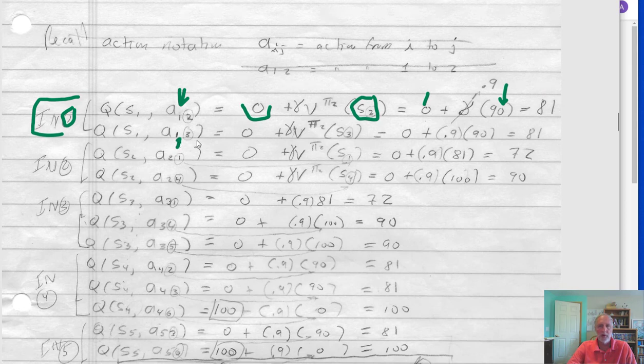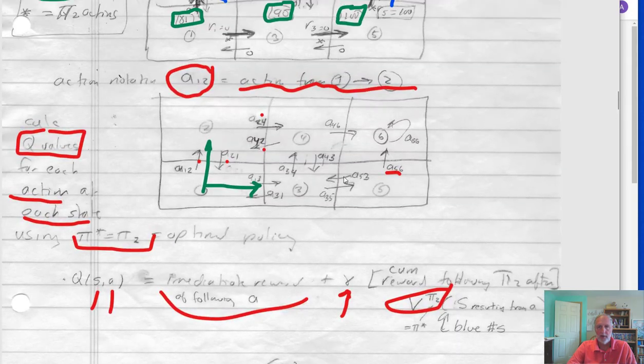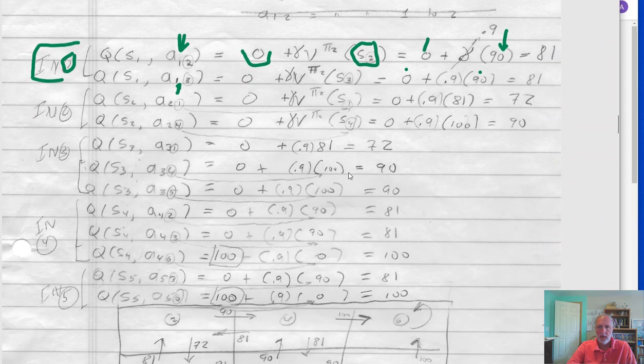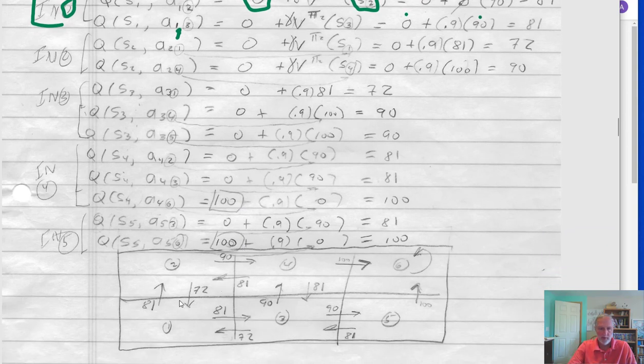Same thing for going from 1 to 3. We collect the immediate reward, and then the V function for state 3. Go back up here. Here's state 3. Its V function is 90. So once we get the hang of this, then we've done the Q values for going from 1 to 2 and 1 to 3, and we've written those down here. So there's the Q going from 1 to 2, there's the Q going from 1 to 3.